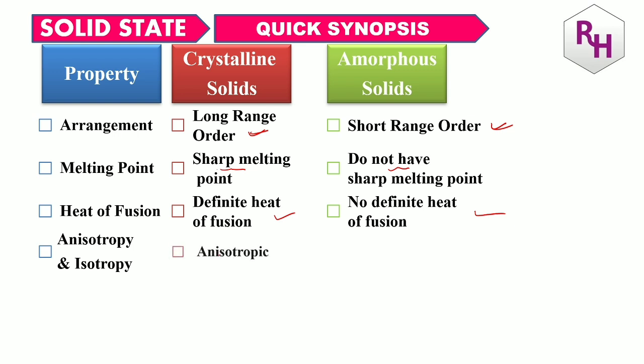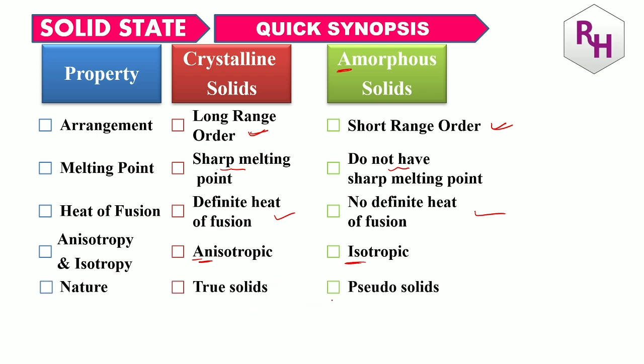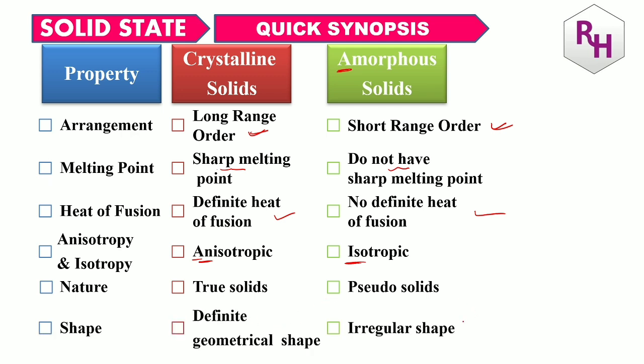Anisotropy and isotropy, remember here anisotropy and here isotropy. You can remember it in reverse. Here it starts with A, hence it will be amorphous with isotropic, the reverse, right? So isotropic means the amorphous solids, and anisotropic means crystalline solids. Then nature: true solids and pseudo solids. And shape: a definite geometrical shape for crystalline, and an irregular shape for amorphous, right?